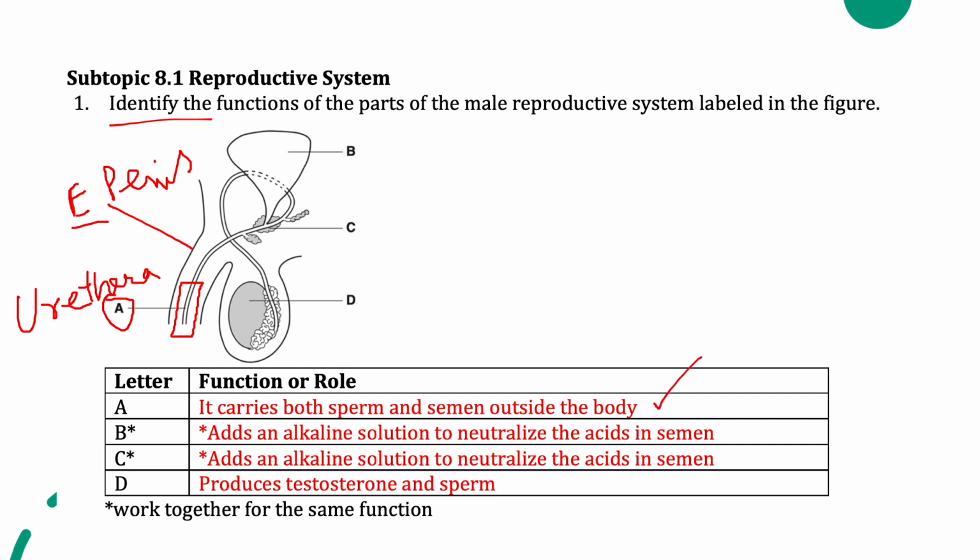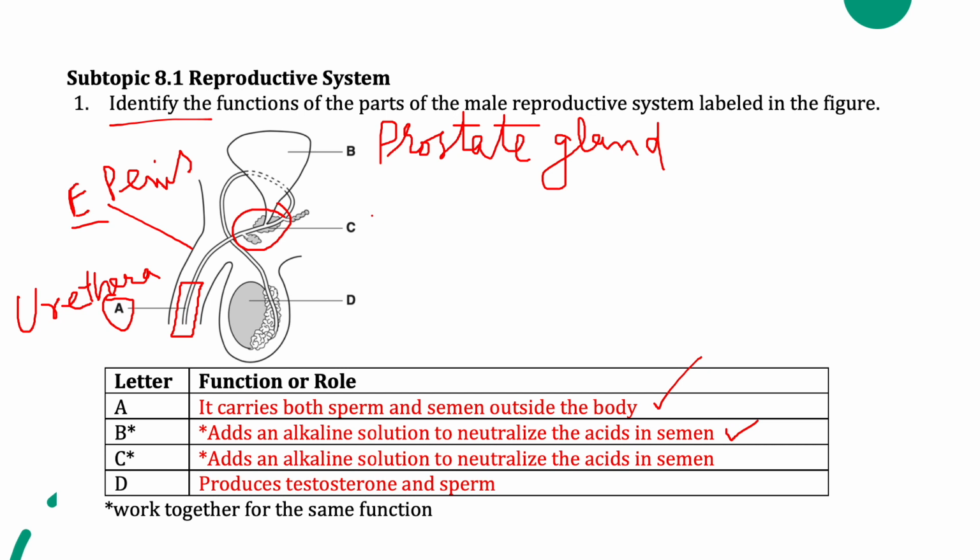Then we have B. B is called the prostate gland. It looks like a bladder, but don't be confused. If it is a bladder, it should not be connected over here with the other glands. You can go back and check the detailed image of how the bladder looks. So B is called the prostate gland. Let's label it first, and then we will read the function. The prostate gland releases an alkaline solution to neutralize the acids in the semen.